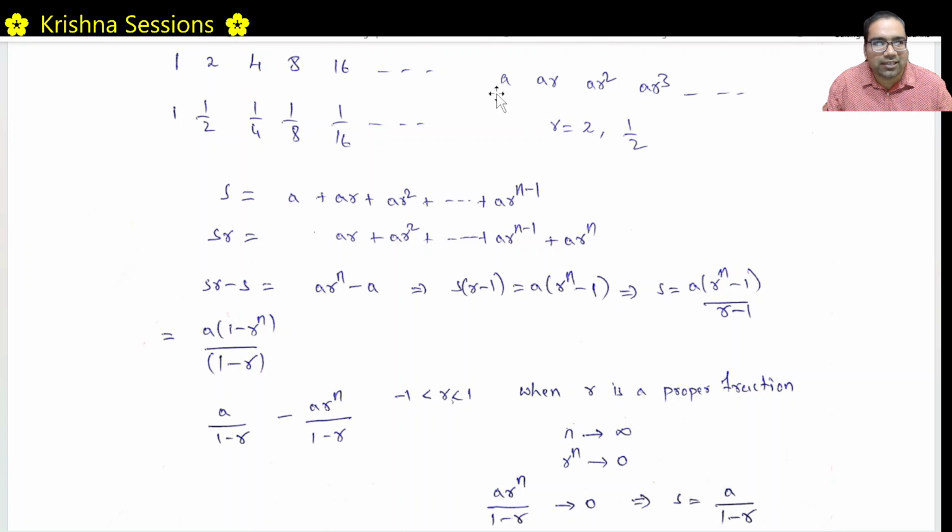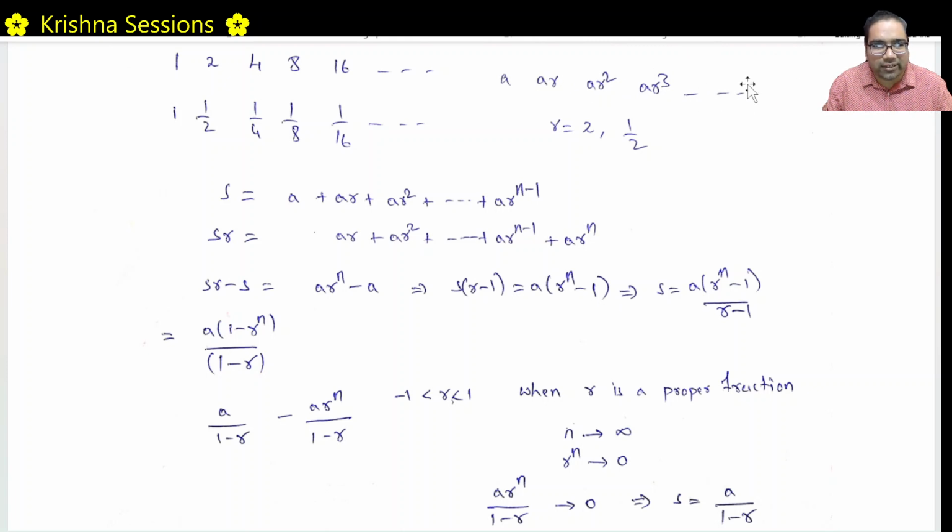We denote it as a, ar, ar square, ar cube, because every number divided by the previous number is r. ar square by ar is r, ar cube by ar square is r, like this. Let us denote the sum of all of this up to n terms.